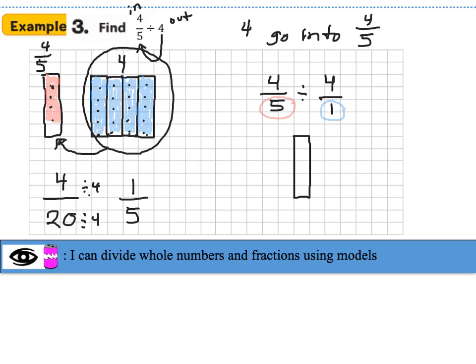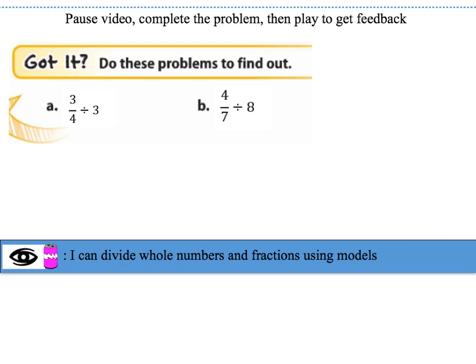So let's go ahead and ask ourselves this question. How many times does 4 go into 4/5? Well, it goes in 1/5 times. So let's go ahead and pause the video, complete these guided problems, and then play it back to get some feedback.